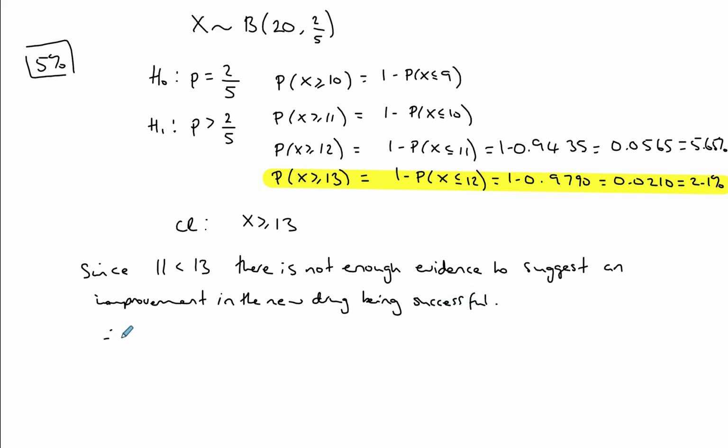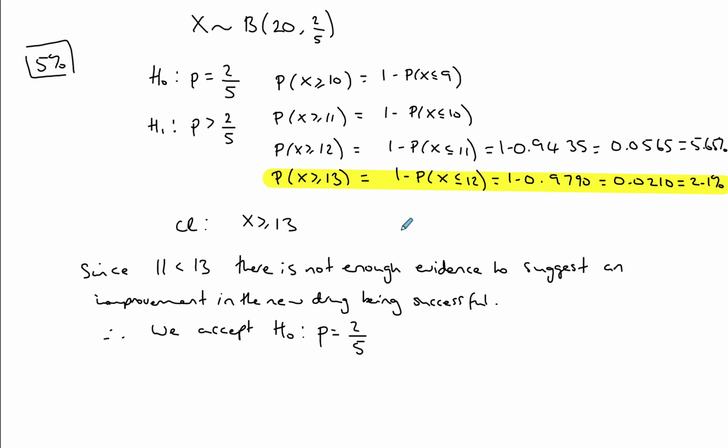Okay, therefore we should accept the null hypothesis H0, that the probability really is 2/5 and it still is 2/5. So find the critical region and then draw a comparison. Make a comparison between what happened in that sample, in that experiment, and what the critical region is.